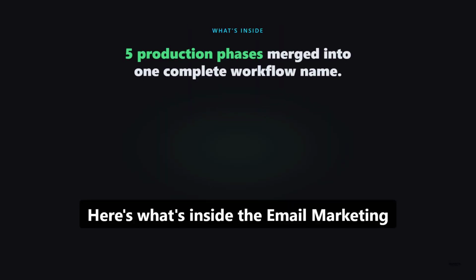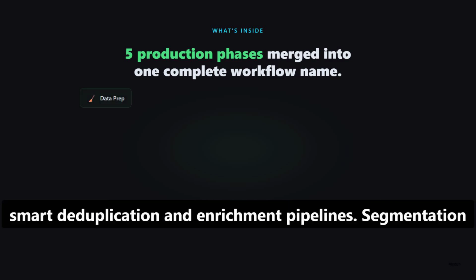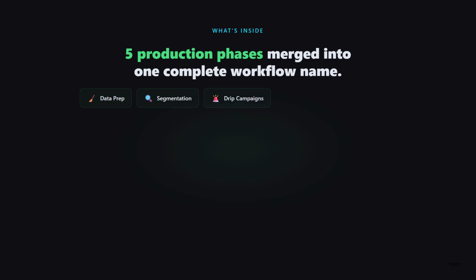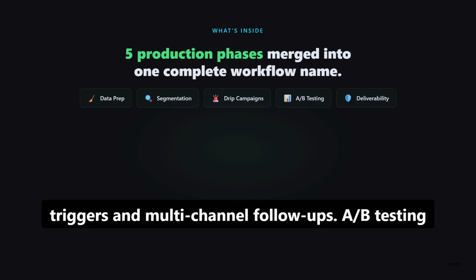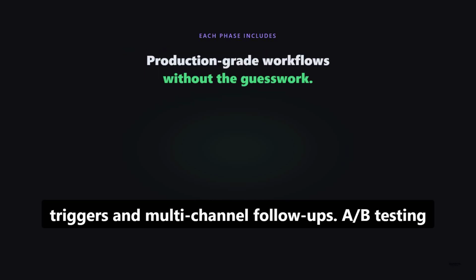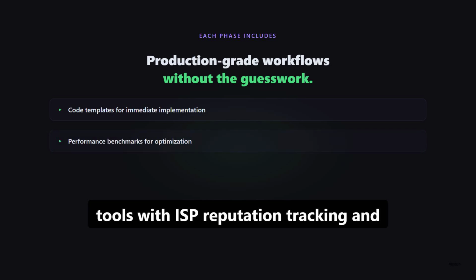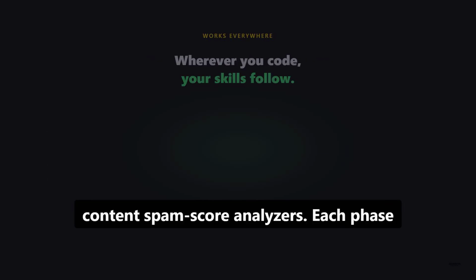Here's what's inside the email marketing automation pack. Data prep with smart deduplication and enrichment pipelines. Segmentation modules for RFM scoring and engagement heat maps. Drip campaign builders with exit intent triggers and multi-channel follow-ups. A/B testing dashboards that auto-scale winner thresholds. Deliverability tools with ISP reputation tracking and content spam score analyzers.